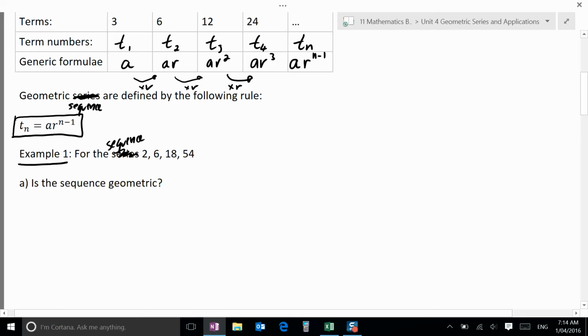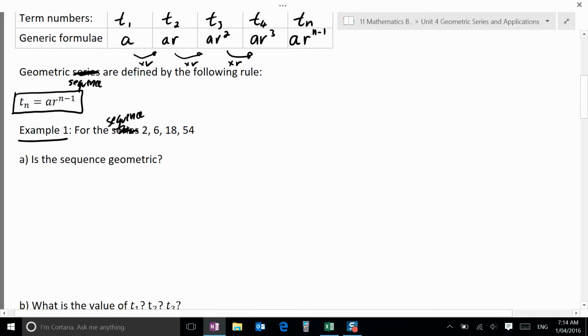For the sequence 2, 6, 18, 54, is the sequence geometric? For a sequence to be geometric, we need to have the same thing we're multiplying by each time. We don't want to just show times 3, times 3, times 3. That looks pretty amateur. To show that something's geometric, we need to show that the ratio of the successive terms is always the same. So I'll take T2 divided by T1.